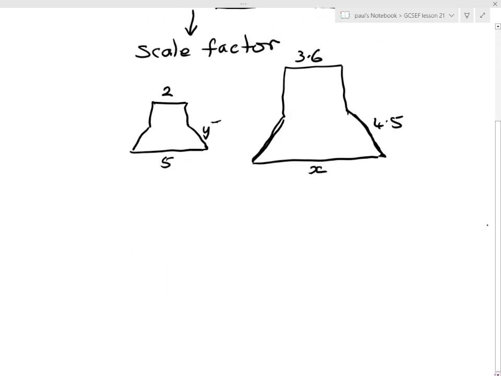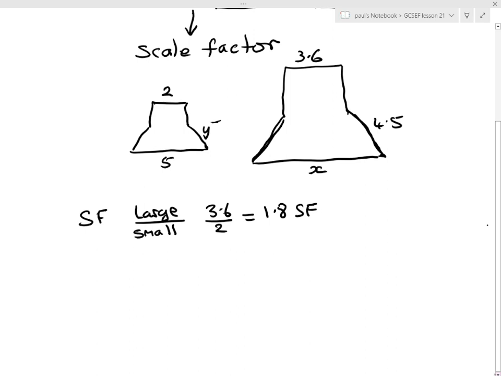You find a corresponding side that has a measurement on it, and in this case it's at the top. To find the scale factor, you divide the large number by the small number. This will always give you an answer that is greater than 1, so it's easier to understand. The large number is 3.6, the small number is 2, so that will be 1.8 as a scale factor. It means that the large shape is 1.8 times bigger than the small one.